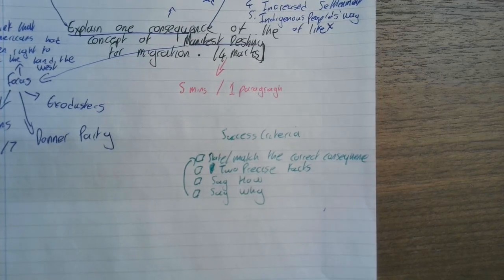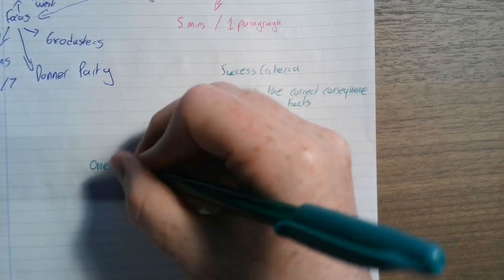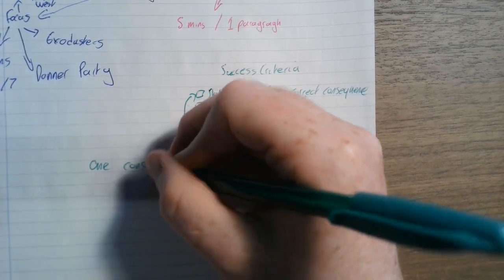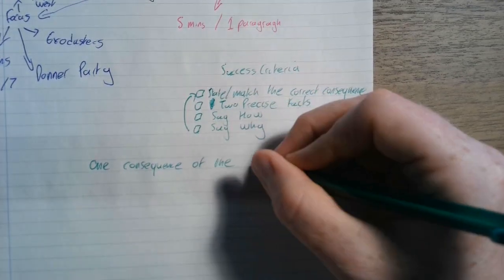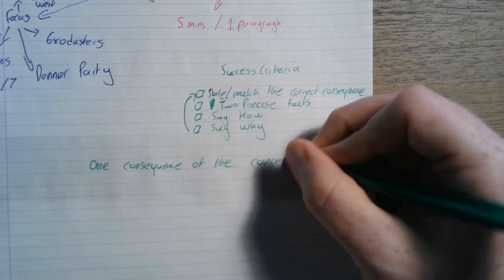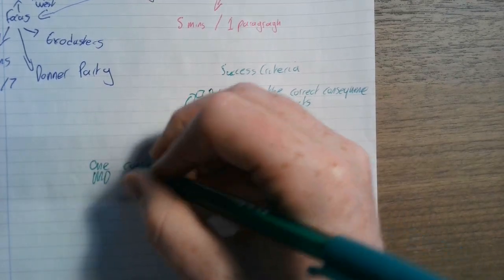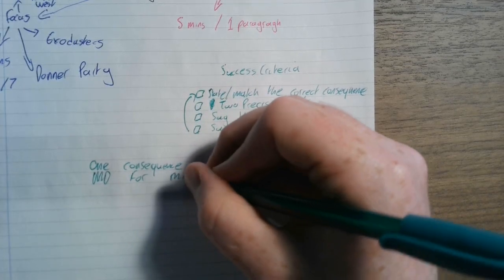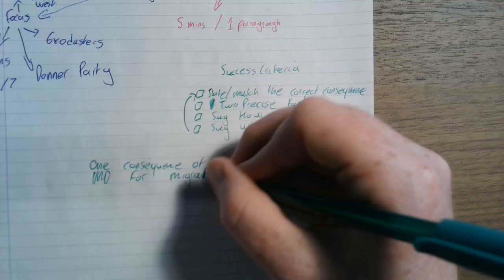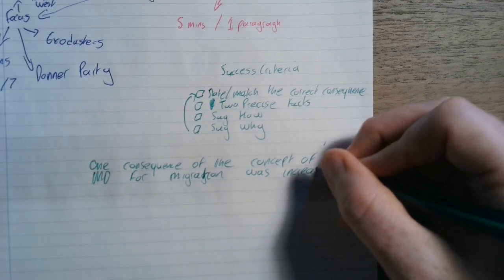Alright? So, just to demonstrate how I might do that, if this is my first sentence: 1 consequence of the concept of, I'm just going to put MD, for migration. Migration was increased settlement.